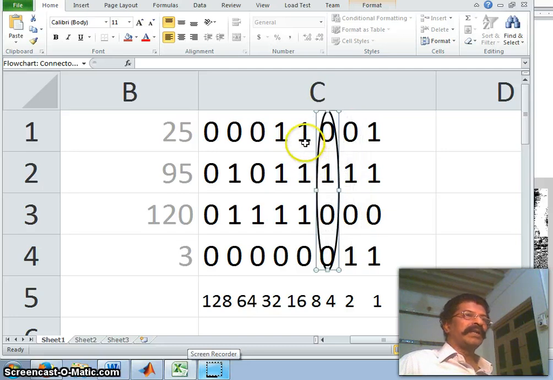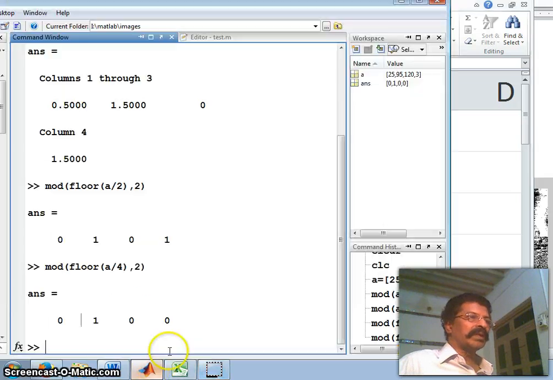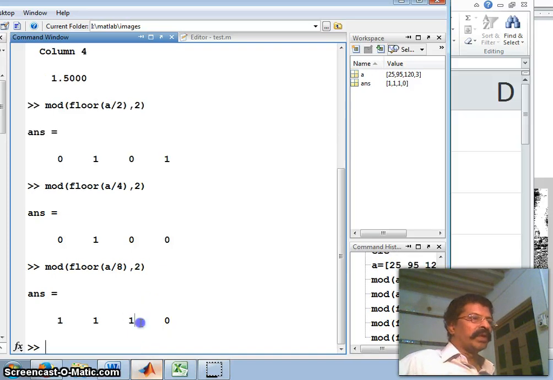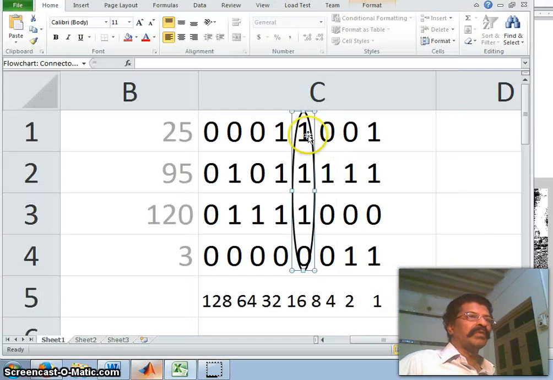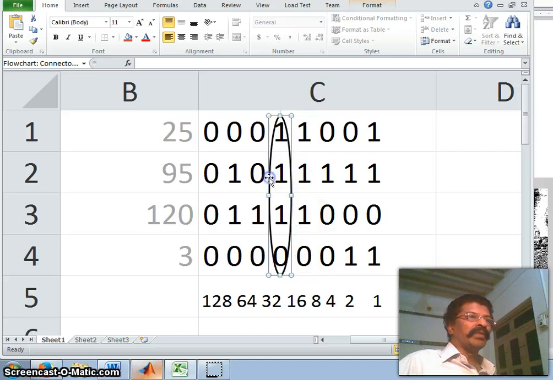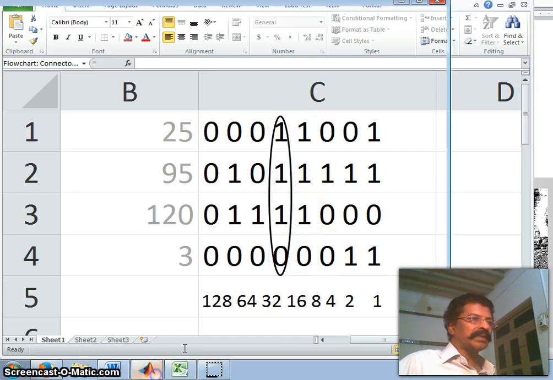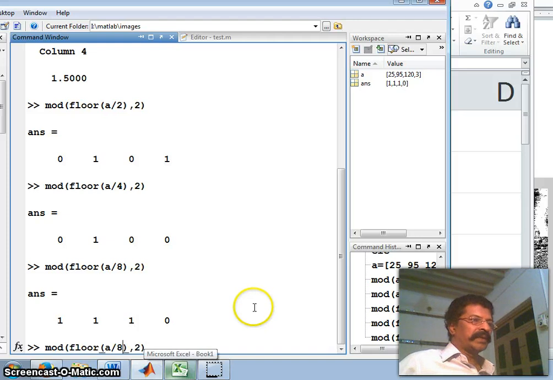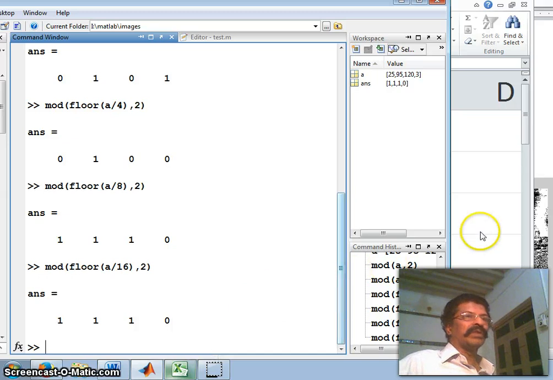And likewise, again if I divide, I can extract this bit, 1, 1, 1, 0. How can I do that? I can divide by 8. So simple. I am getting 1, 1, 1, 0. That is the fourth bit from the right. How can I get this one? Again I can apply the same logic. Now I divide by 16 and I take the remainder. Therefore I am getting 1, 1, 1, 0.